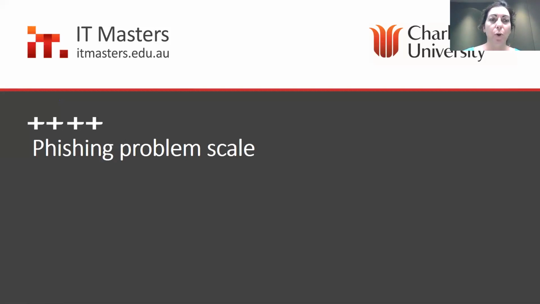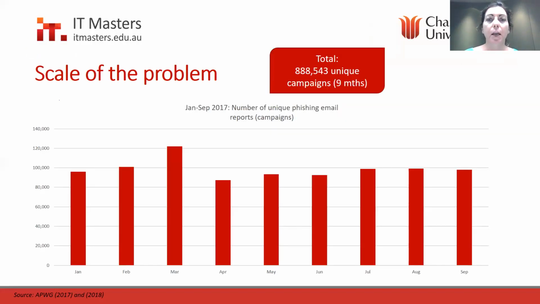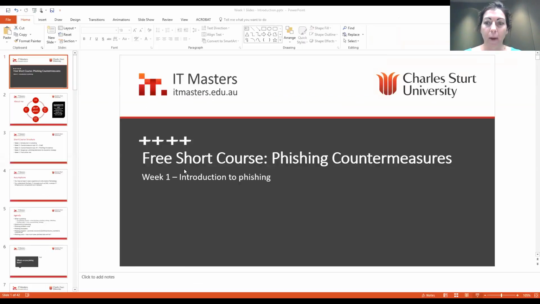Okay, so next up we're going to go through the phishing problem scale. So let's take a look at the scale of the problem. This one here is from APWG.